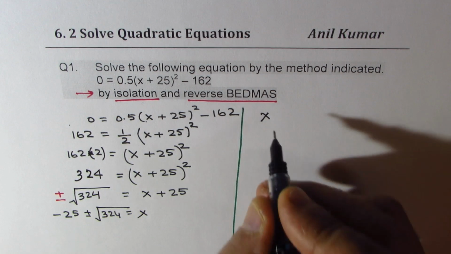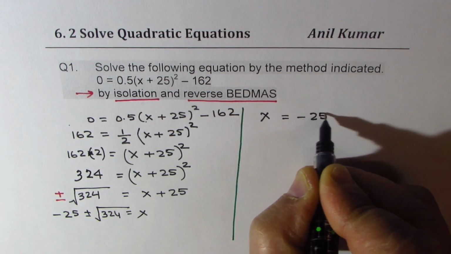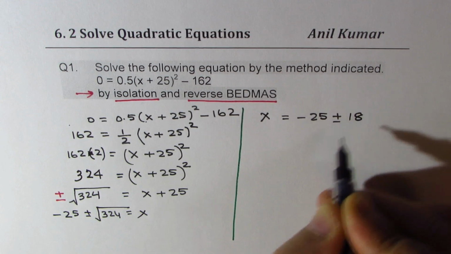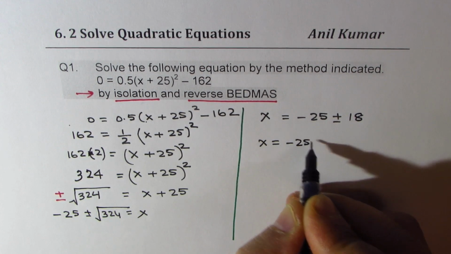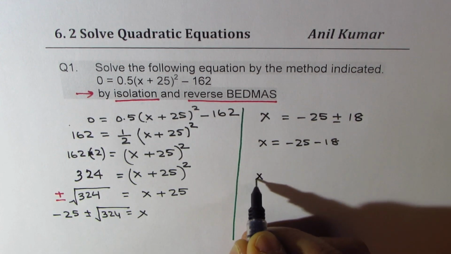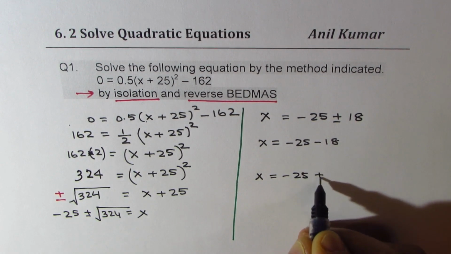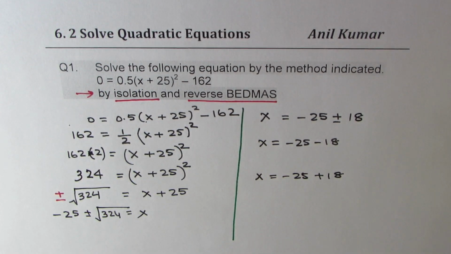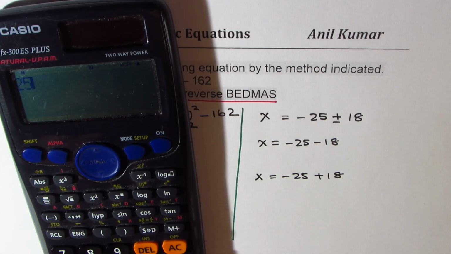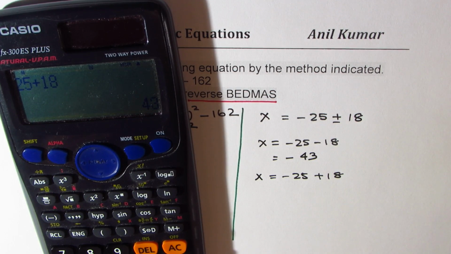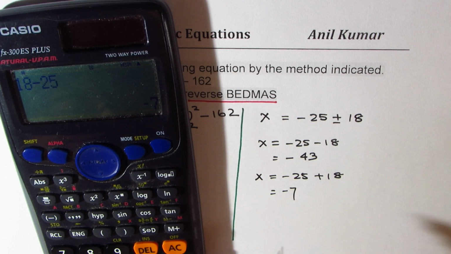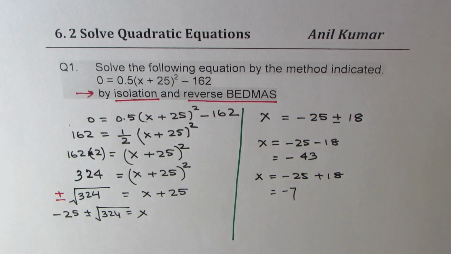So we could write this as x is equal to negative 25 plus minus 18. So it gives you two answers. One is x equals minus 25 minus 18, and the other one is x equals minus 25 plus 18. Correct? So you can always use the calculator, or it could easily be done without a calculator also, right? So I'm just adding them and putting a negative sign here. So we get negative 43 for the first one, and we get 18 minus 25, which is minus 7 for the second one. Correct? So that is how you solve.